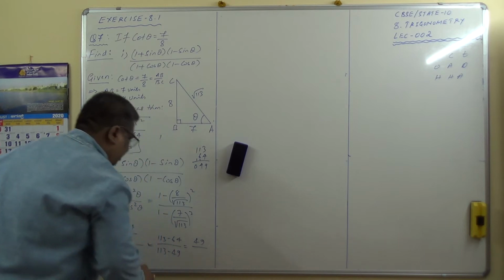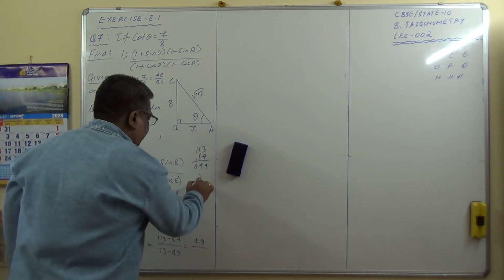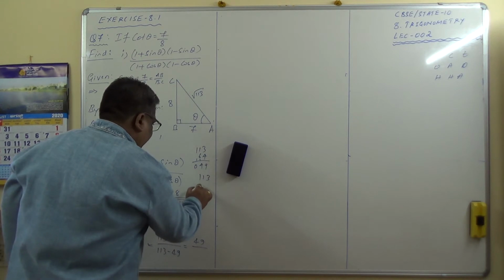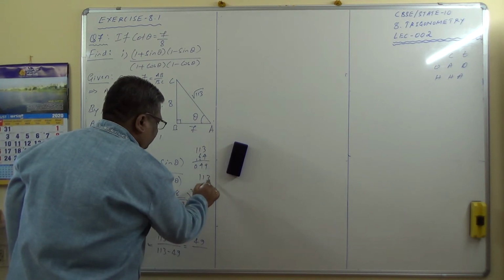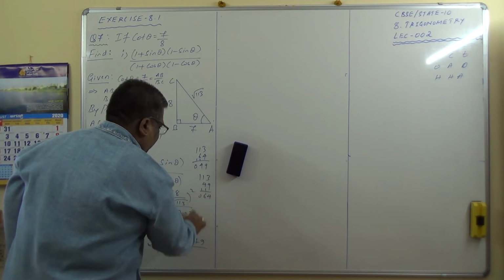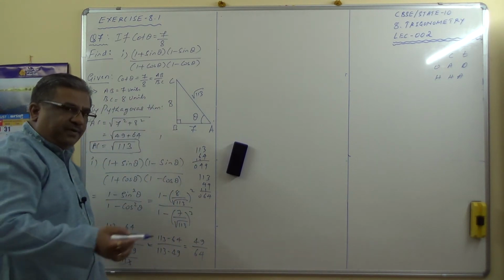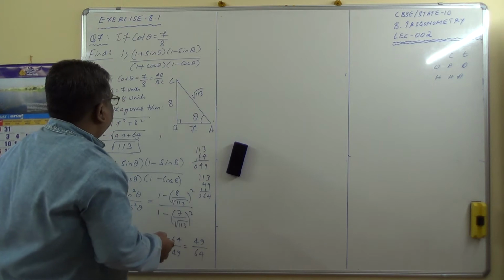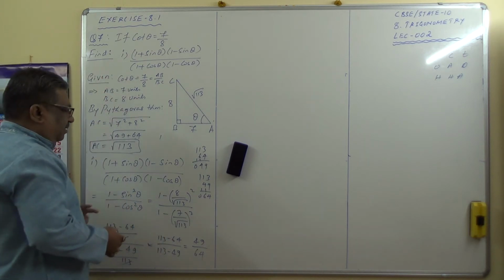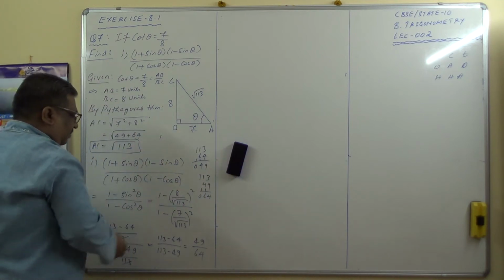49 divided by 113, how much is it? 49. 64. 49 by 64 is what we are getting as the answer for the first one. Second one, anything? That's all.